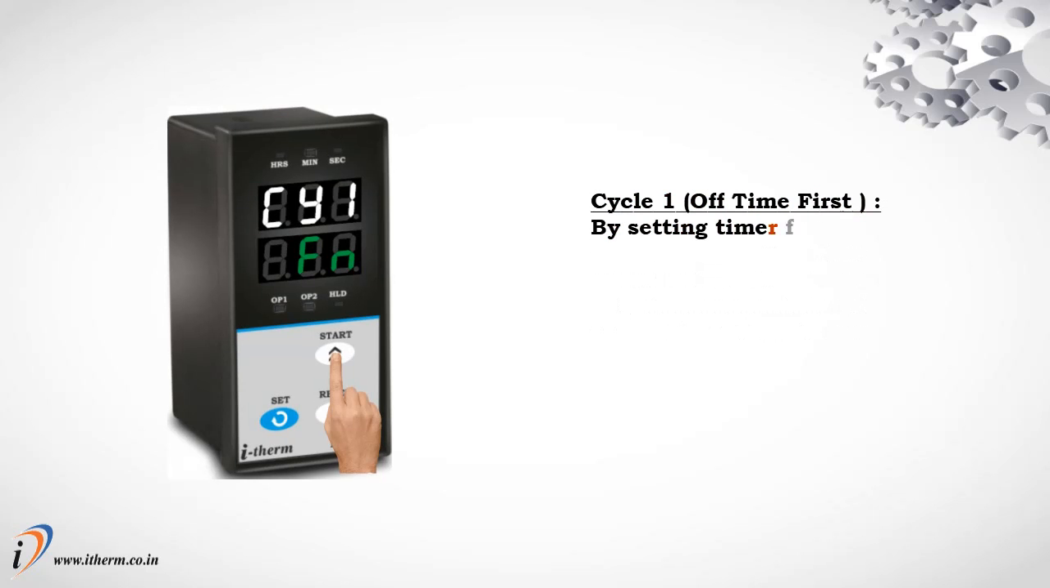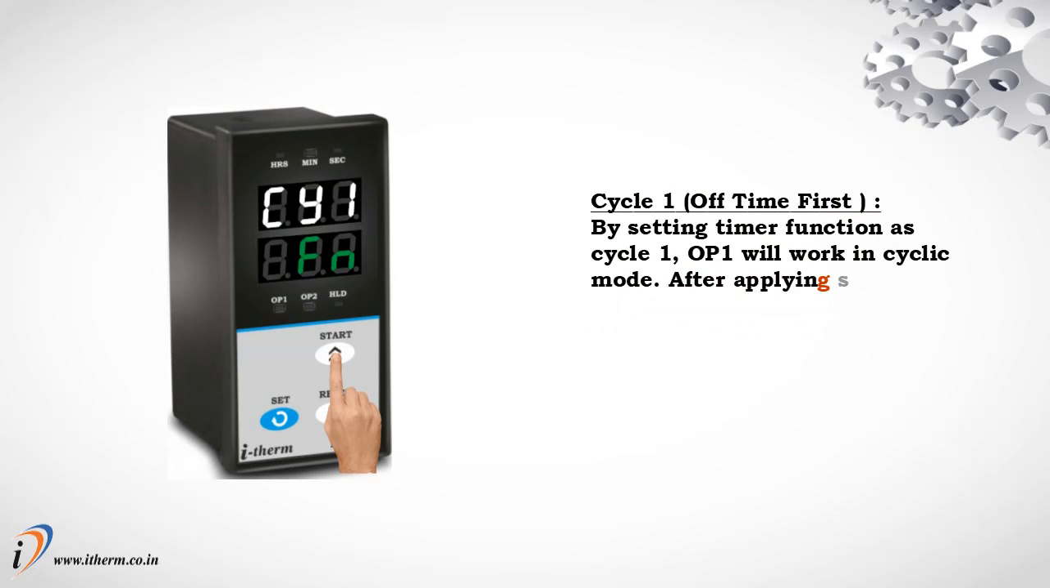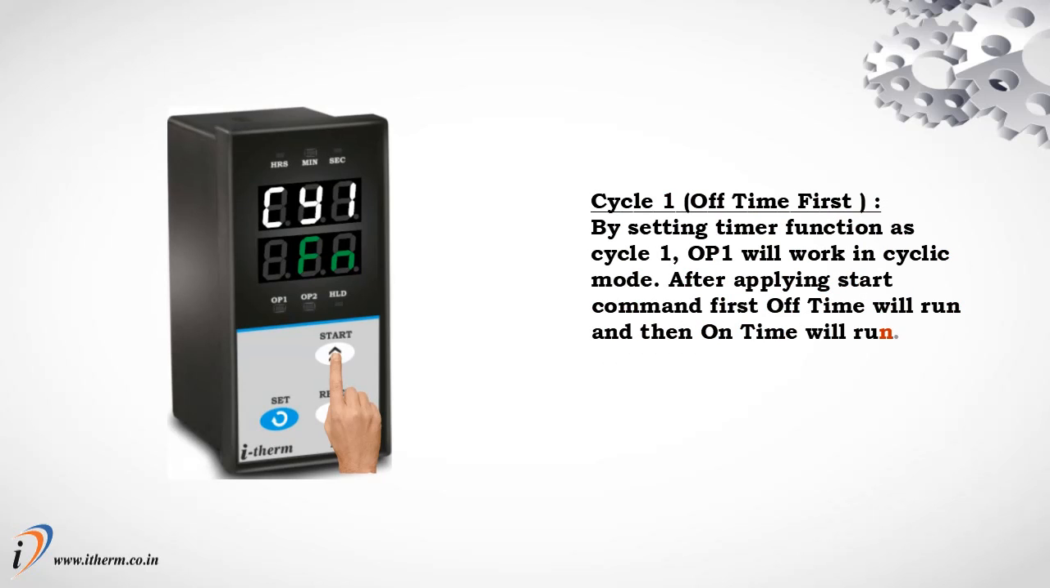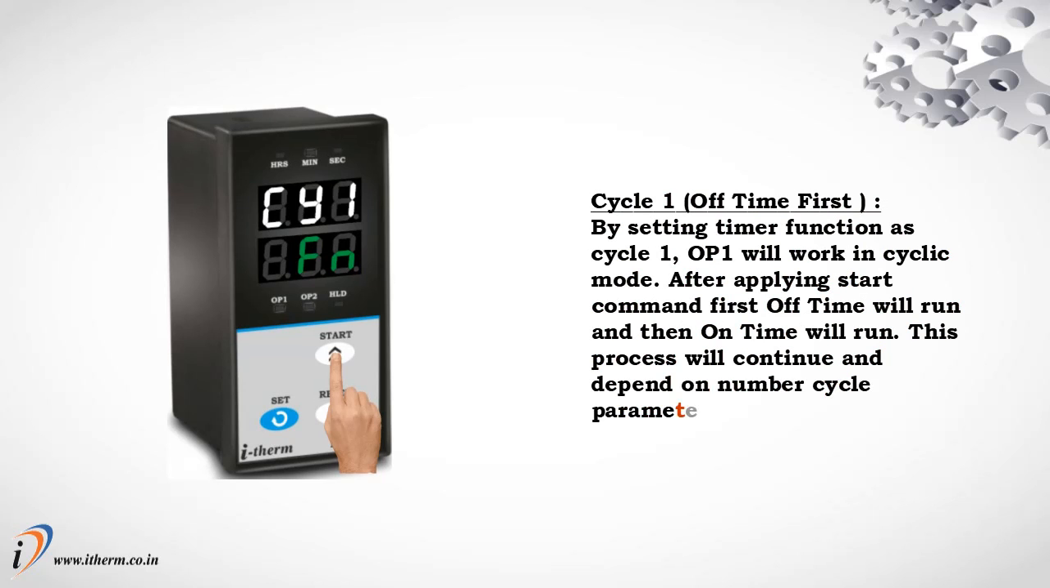Cycle 1, off time first. By setting timer function as cycle 1, output 1 will work in cyclic mode. After applying start command, first off time will run, and then on time will run. This process will continue and depend on number cycle parameter in user list.